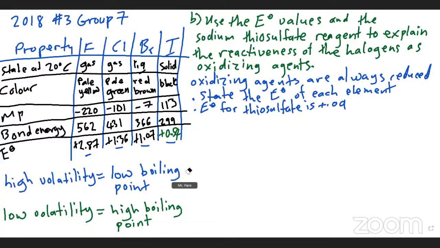Someone raised their hand, you can go ahead. Yes, sir. I was just asking you to repeat what you said the value is again. You said that it is the value that shows their tendency to gain an electron. Okay, sir. Yeah.